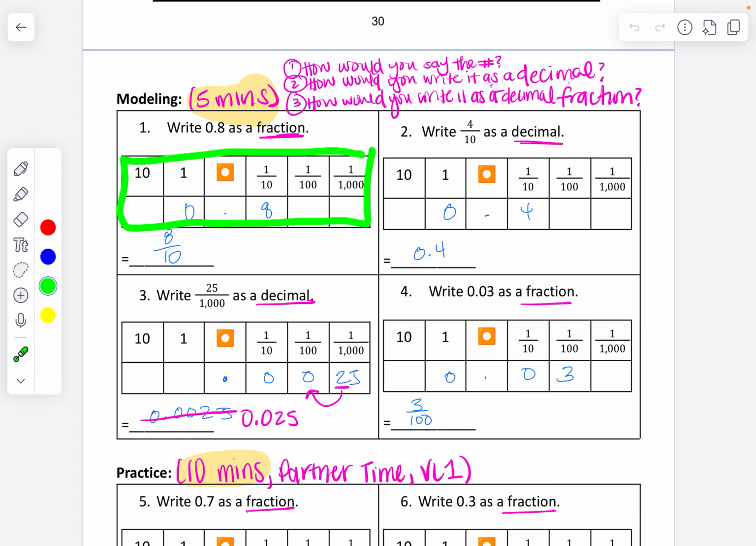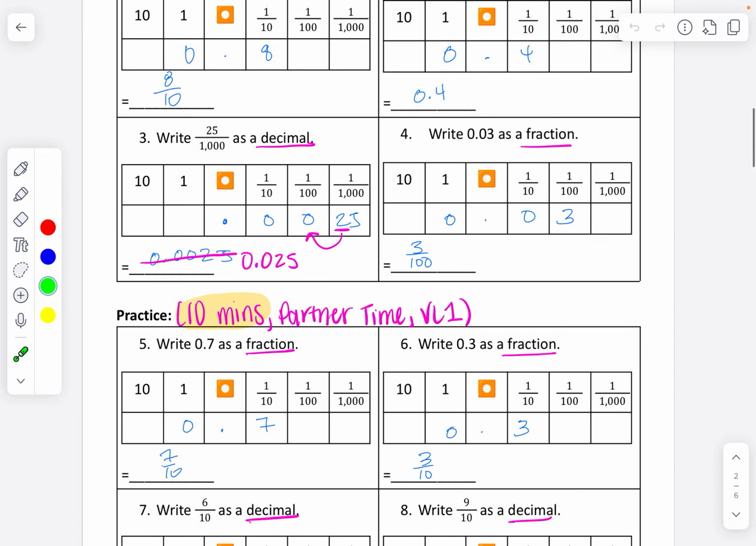So then they're going to do this part. And from there, how would you write it as a decimal fraction? Now, these 2 questions, depending on what the task is, you may say, how can you write that fraction as a decimal? Or how can you write that decimal as a decimal fraction? Okay, so they may be reversed.